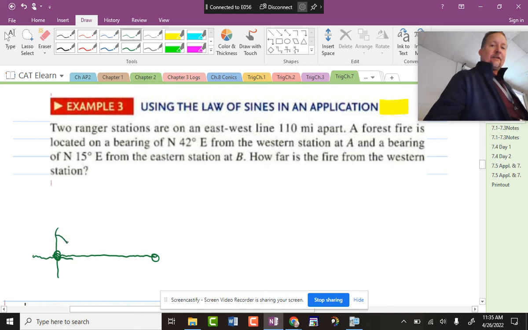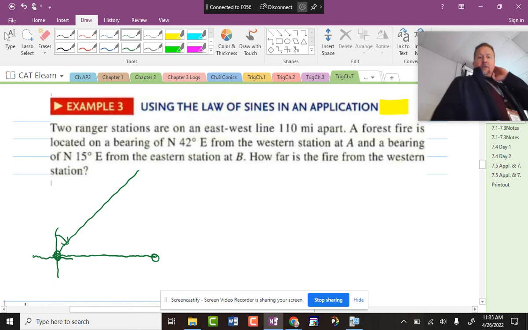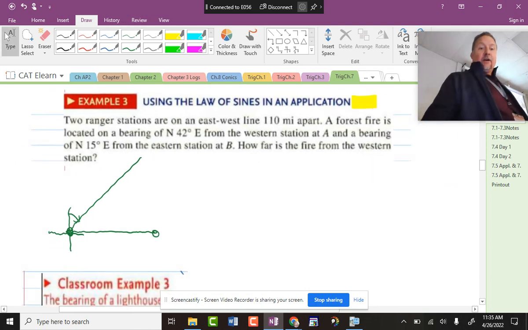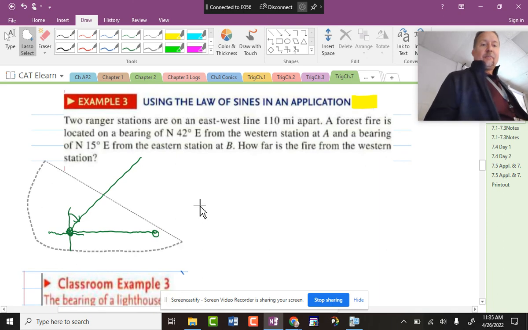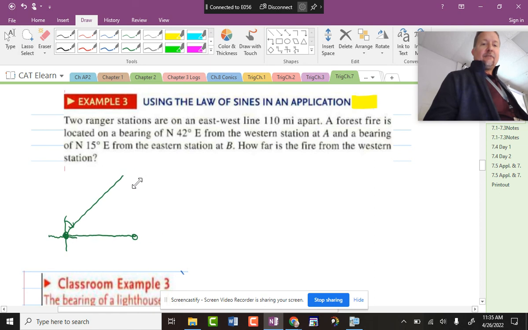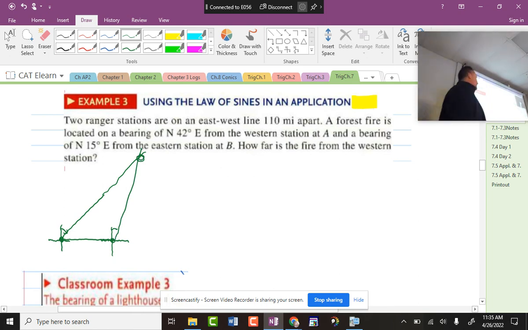I'm not showing this to you guys in class. You're supposed to be drawing your own and seeing if you can get it. And then along that line is where that fire is. Okay, and then actually my drawing is inadequate because now I just looked at the other, and you don't have the ability to do this. You might have to erase. I have to shrink this down because this has to extend pretty far because my other bearing is north 15 and then east. So that's where the fire is. That's an obtuse angle right there.